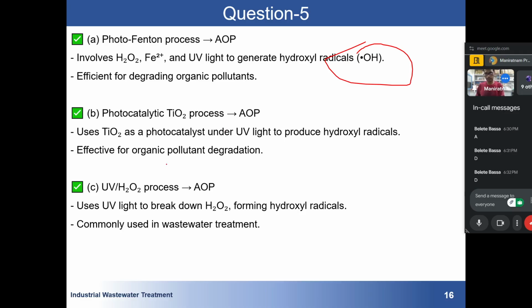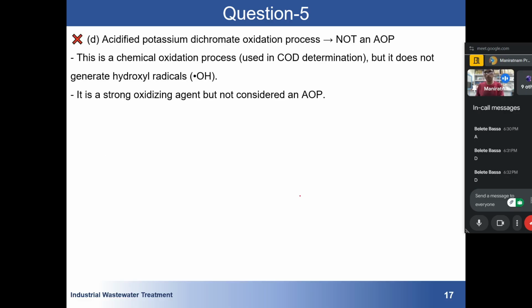Okay. Then we have UV/H2O2 again. This is used to produce hydroxyl radicals. But the problem with this one is that it does not produce any kind of radicals. This compound itself oxidizes things. It does not produce anything else.